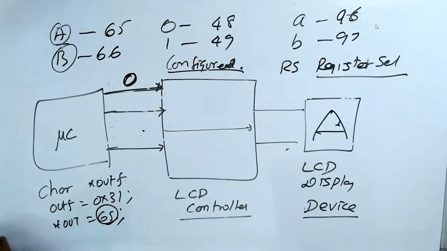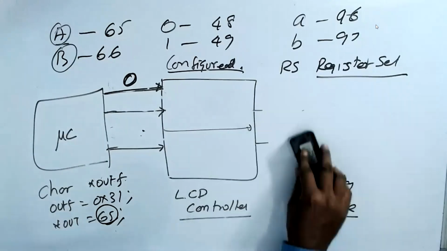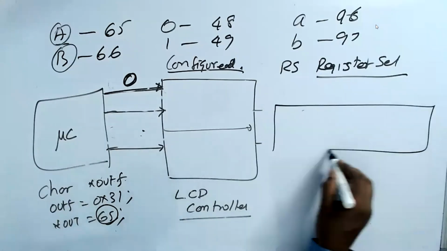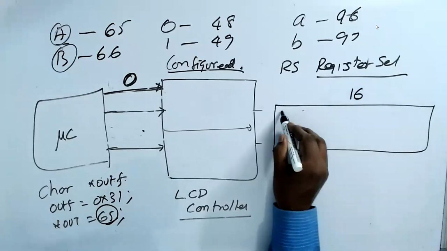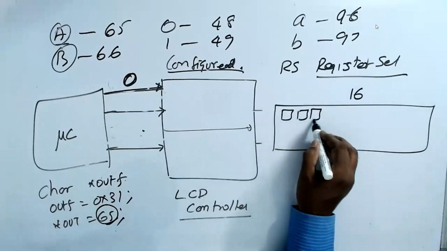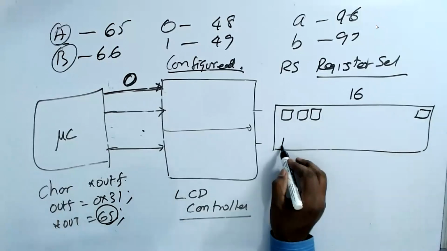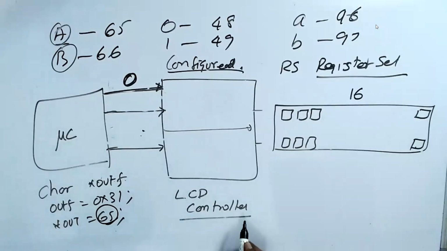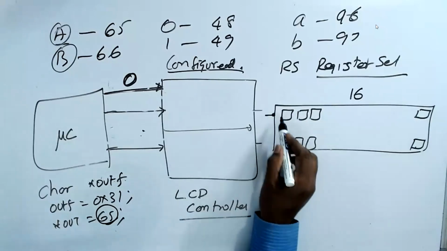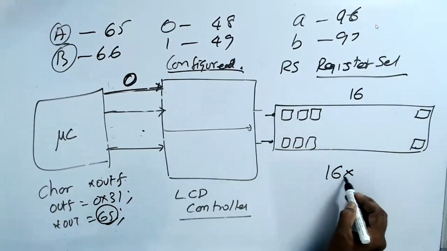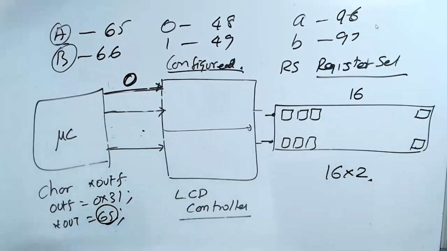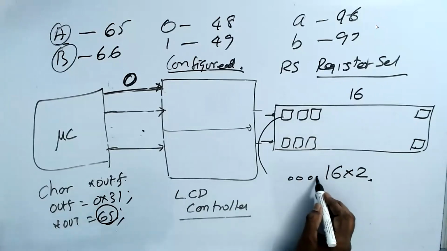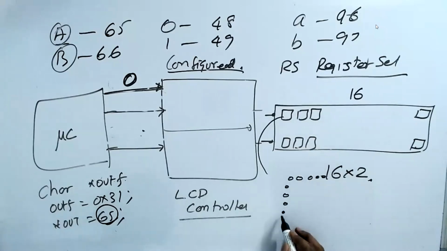So what they did was, in the display, actually the display is 16 by 2. 16 columns, that is 16 characters, and it has 2 rows. That's why we always write 16 by 2. This guy controls all. Each one is a dot matrix. Understand? Each one is a dot matrix.